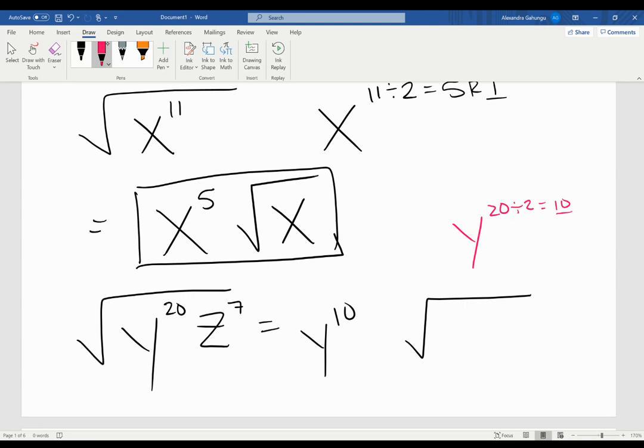And then for z, I've got 7, so I divide by 2. So 7 divided by 2, closest even number is 6. So 6 divided by 2 will leave me with 3. There's a remainder of 1. So that means 3 z's are going to leave the house. 1 is going to remain. The remainder is always going to remain. That's supposed to be a z. 1 z will remain in the house.